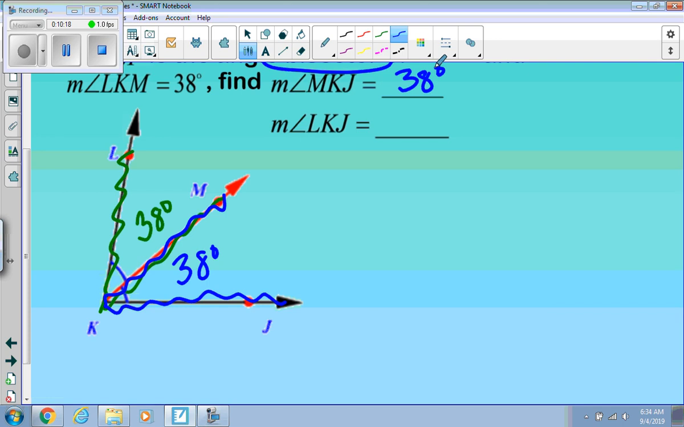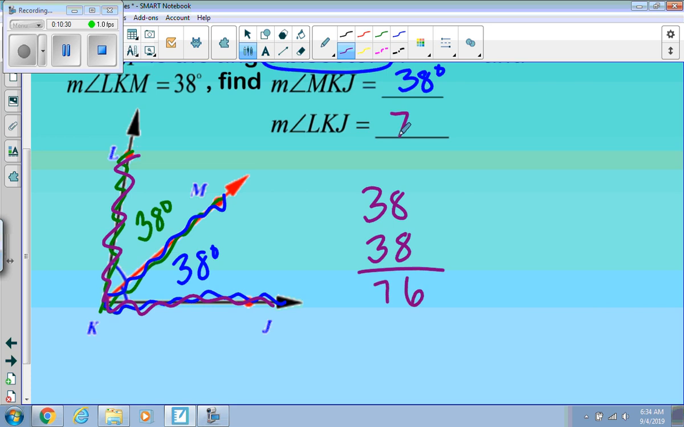And then we want to know what LKJ is, which is the whole, L, K to J. So we're going to take 38 and add it to 38. So we get 76 degrees there for the whole.